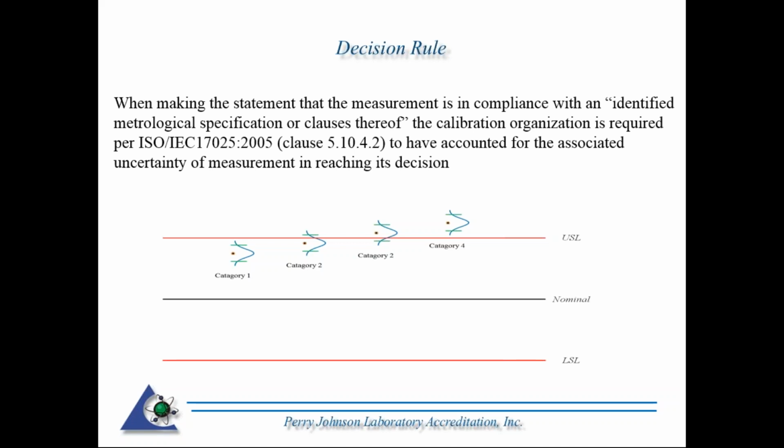The one up on the top, category four, that's clearly a fail. Both the values, taking measurement uncertainty into account, are above the specification limits. Hence, we can say, taking measurement uncertainty into account, that that's a failure.